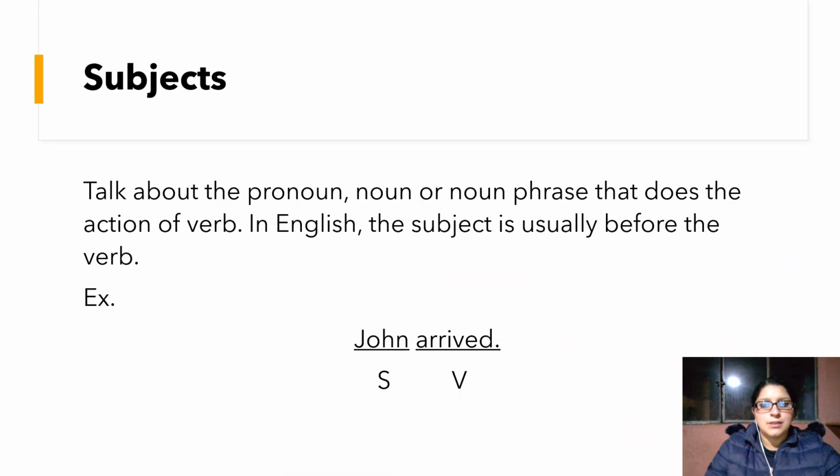Hi teacher, my name is Estefania Santander and today I will share about grammar functions and give tips for teaching objects. First of all, we must be clear about what the subject is. We use the word subject to talk about the pronouns, nouns or noun phrase that does the action of the verb. In English, the subject is usually before the verb. For example, John arrived. John is a proper noun. John is also the subject of this sentence because John is the person who arrived. So he is the person who did the verb.